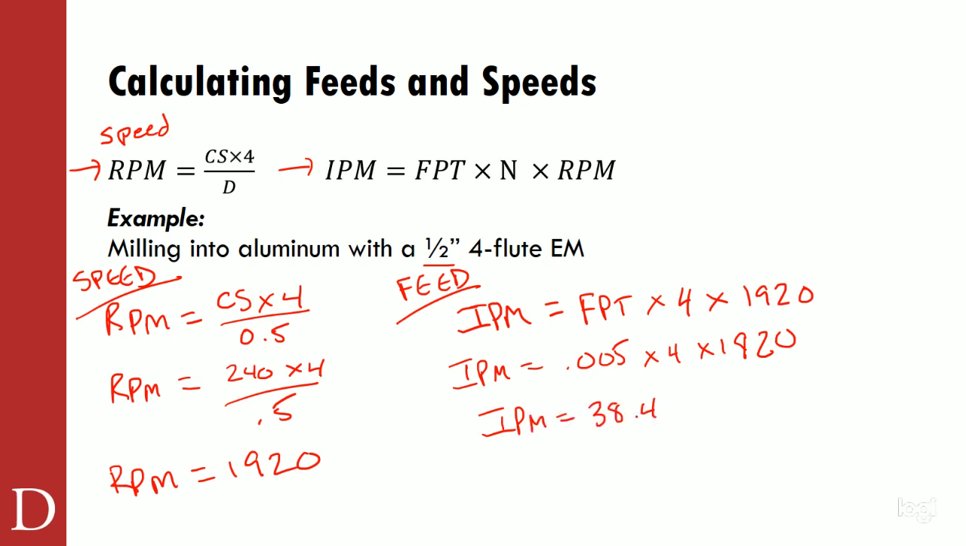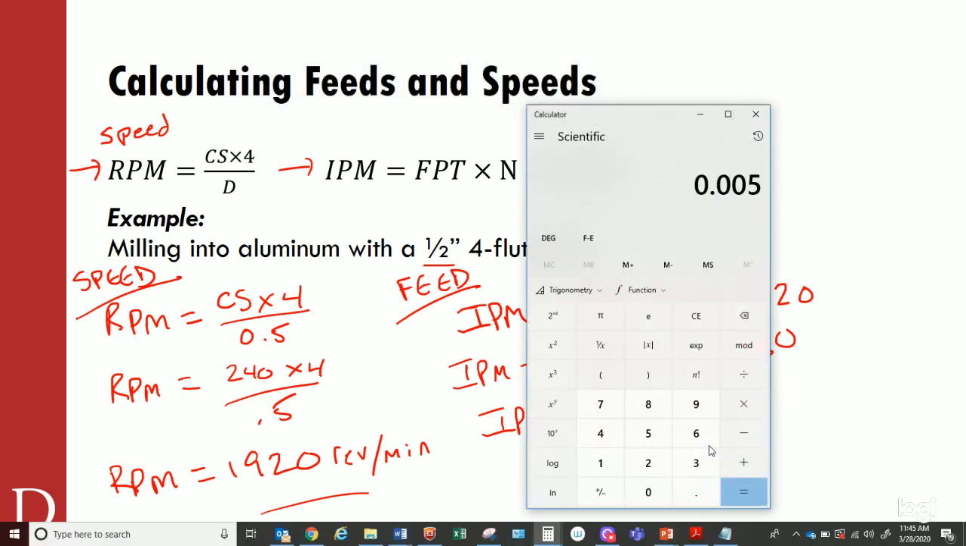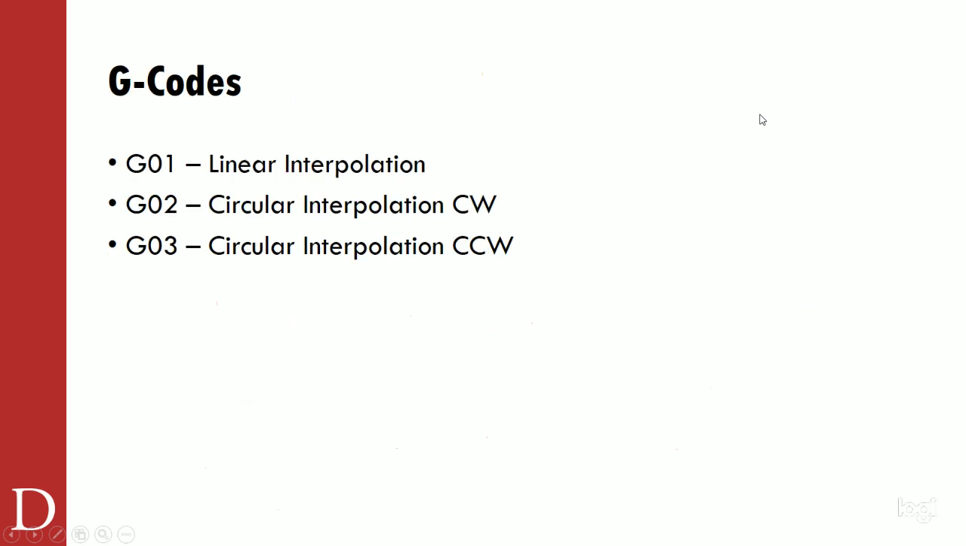And remember what these are. I don't have to define it, but this is inches per minute, and this is revolutions per minute. That is your feed and your speed, or in this case, your speed and your feed rate. All right, now that we have that, I'm just going to do that math one more time. I like to check that. 0.005 times 4 times 1920. Yep, 38.4.